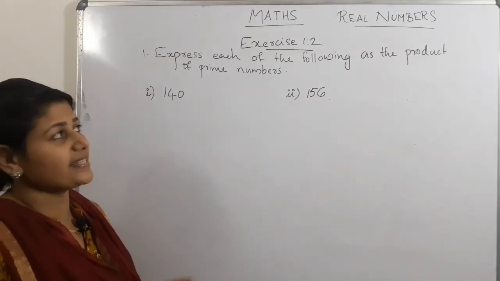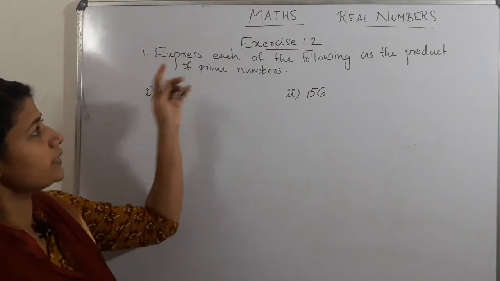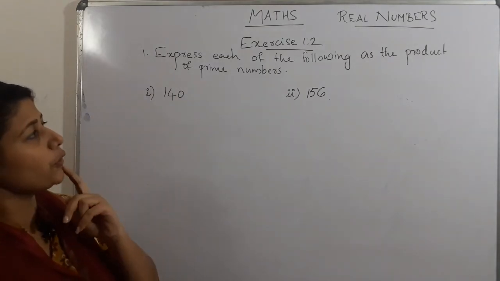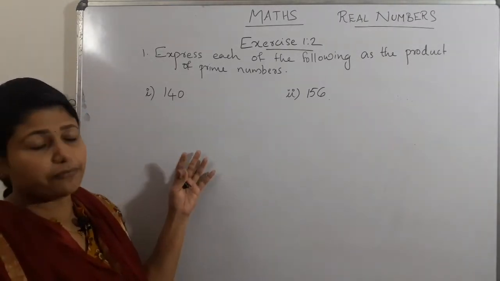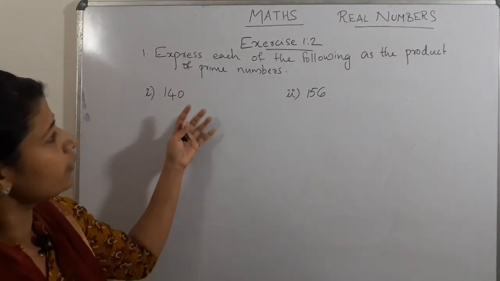Move on to exercise 1.2. The first question: express each of the following as a product of prime numbers. So there are 5 questions. I have already written 1 and 2.